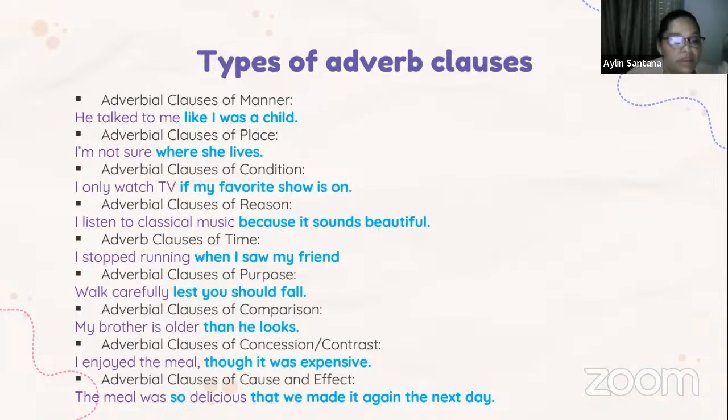Okay, so you can see the examples about the adverbial clause. So now let me share with you a video that explains more about this kind of adverb. So let me share with you, okay? Wait me some seconds.